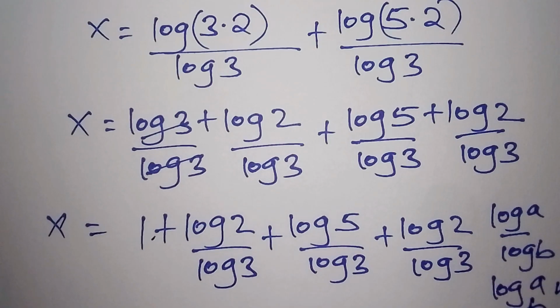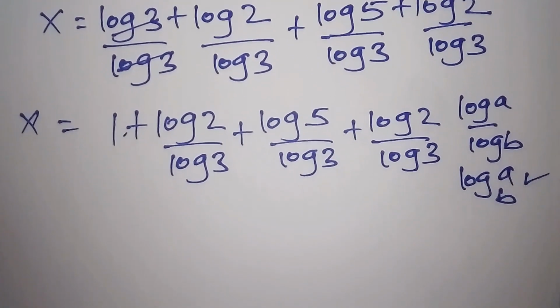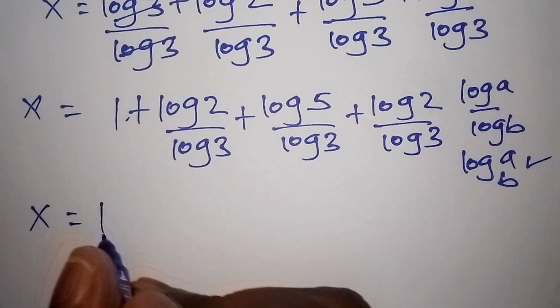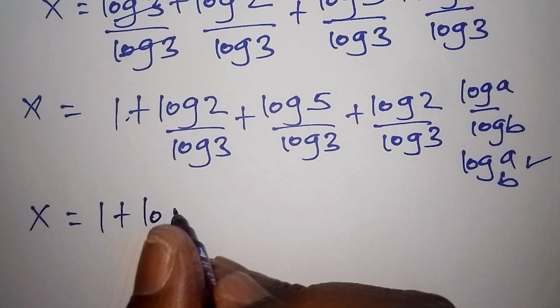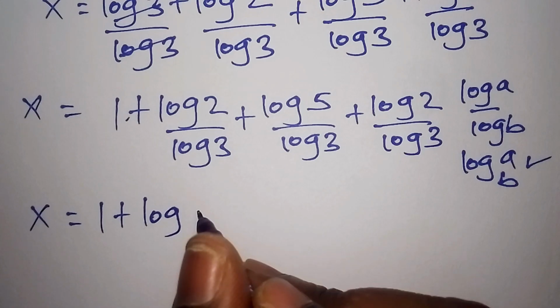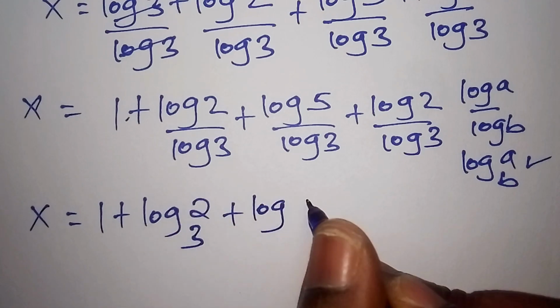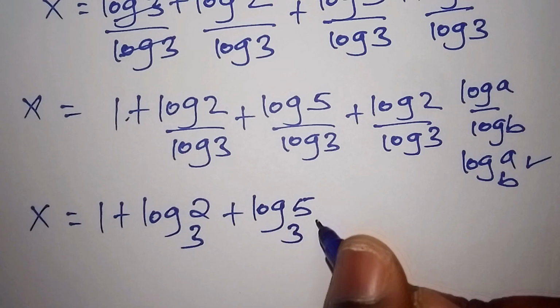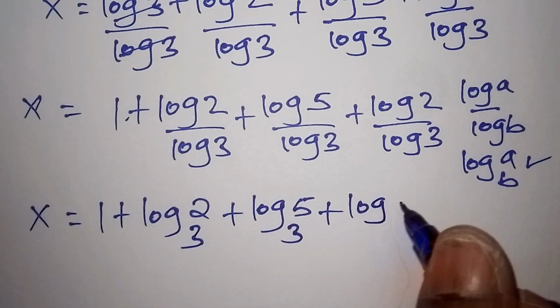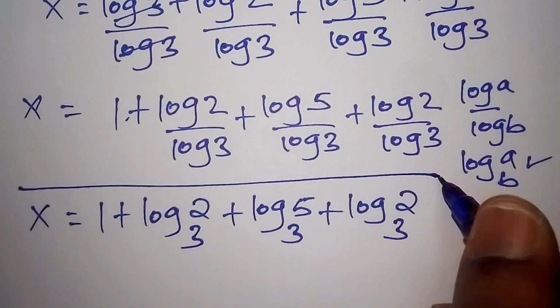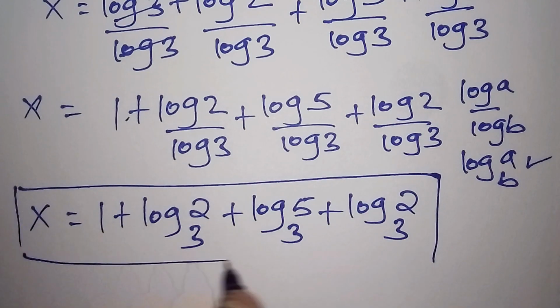So that means our final answer to this maths problem, the value for x, is equal to 1 plus the log of 2 to the base of 3, plus the log of 5 to the base of 3, plus the log of 2 to the base of 3. So these qualify to be our correct answer for the value of x.